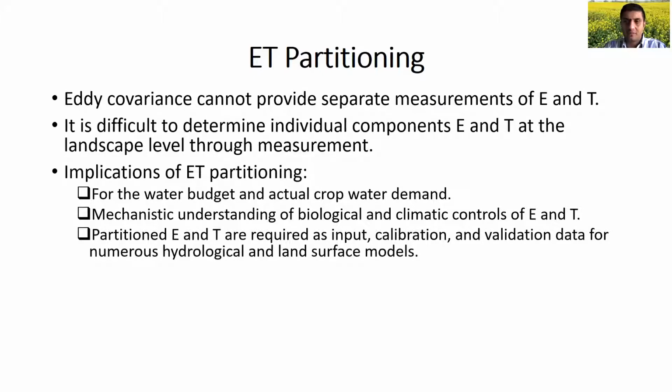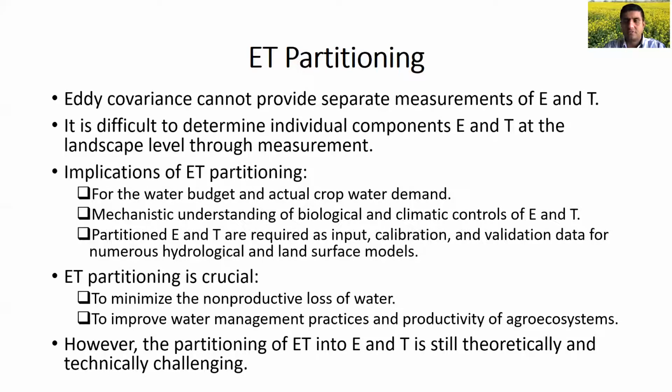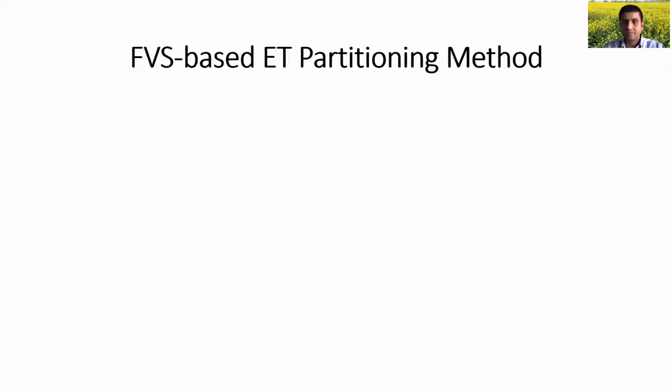There are several implications of ET partitioning for the water budget and actual crop water demand, and mechanistic understanding of biological and climatic controls of E and T. Partitioned E and T are required as input, calibration, and validation data for numerous hydrological and land surface models. ET partitioning is crucial to minimize the non-productive loss of water and to improve water management practices and productivity of agro-ecosystems. However, the partitioning of ET into E and T is still theoretically and technically challenging.